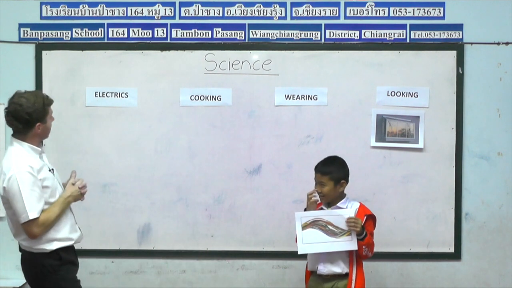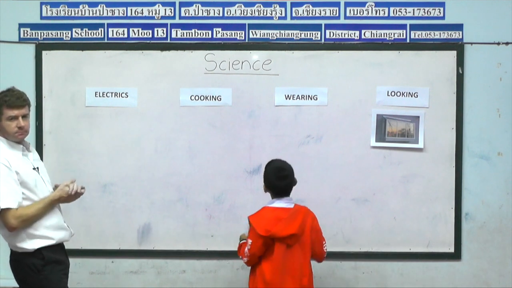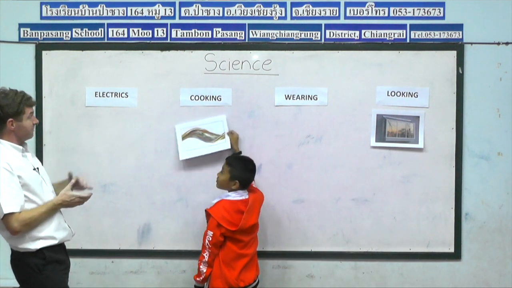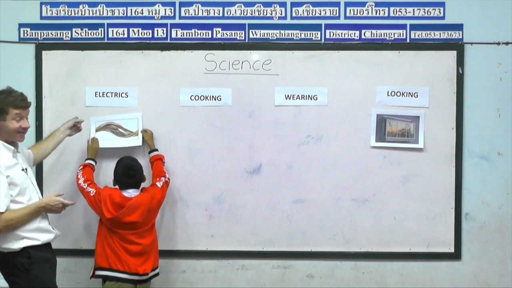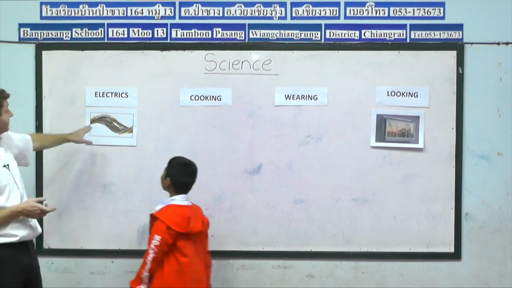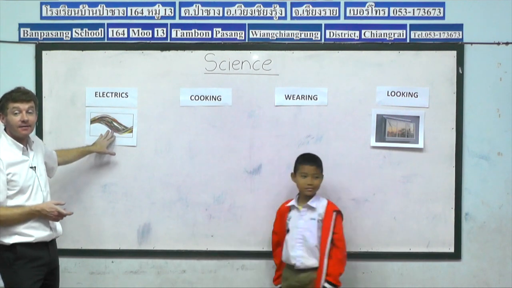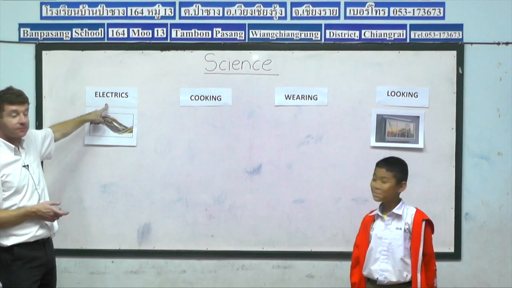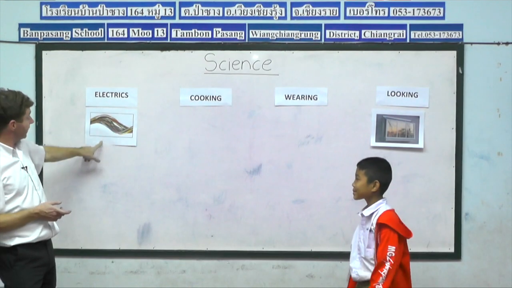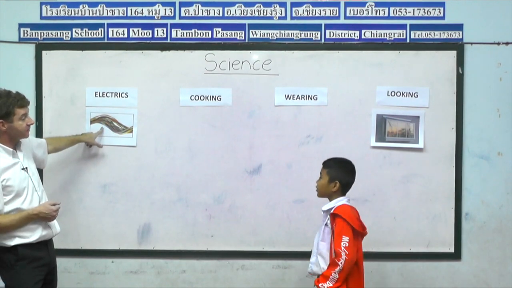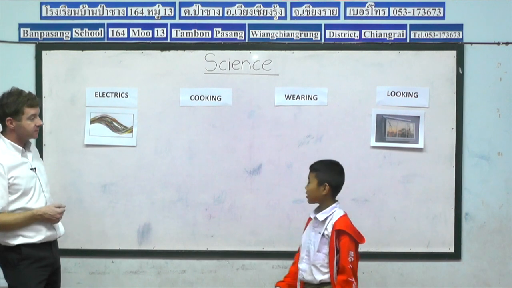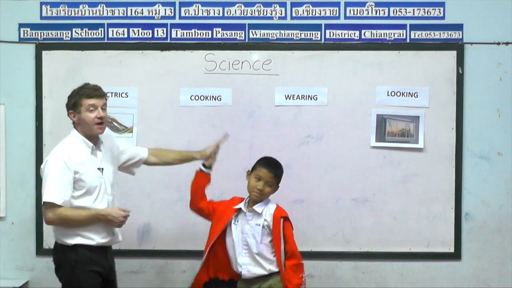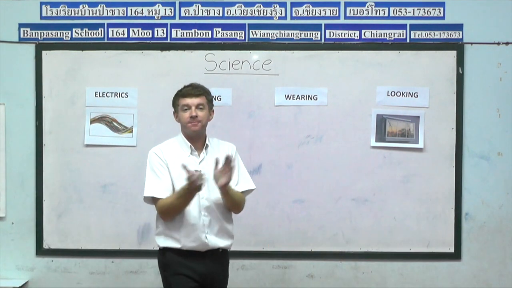So what do we think? The plastic wires, do we wear them? No. Do we cook with them? No. Electrics. Well done, Pang Pon. You see, so we can say plastic wires for electrics. Pang Pon, can you say? Plastic wires. Electrics. Perfect. High five, big round of applause for Pang Pon.